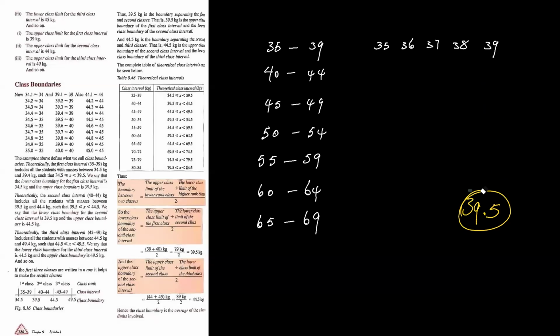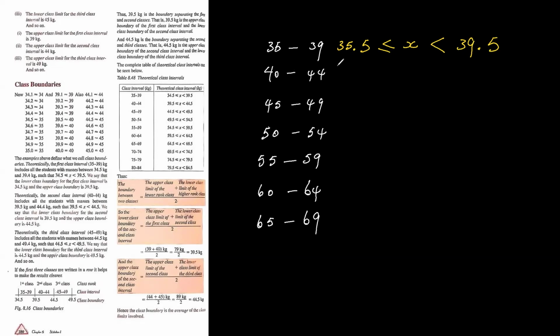Let's write the boundaries just as the book has it. We are looking at the lower boundary, which is 34.5. Starting there, we include it, right? Less than or equal to, but we only put in less than. So this is 39.5. These are called the boundaries.